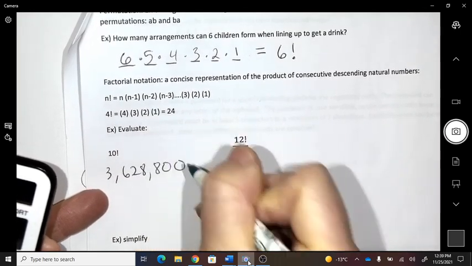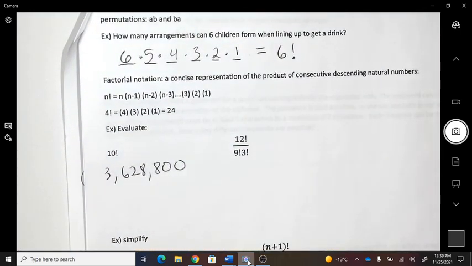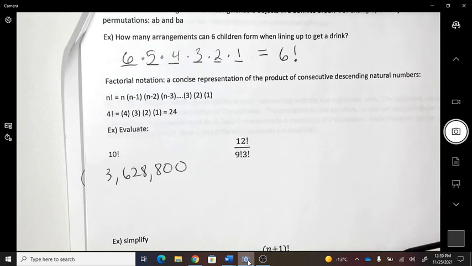Wait, what? Can you practice that in your calculator? The 10 factorial button. I just want you to see about your calculator typing.